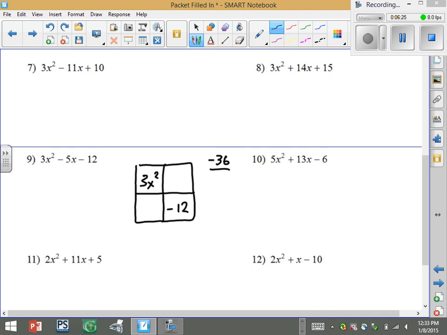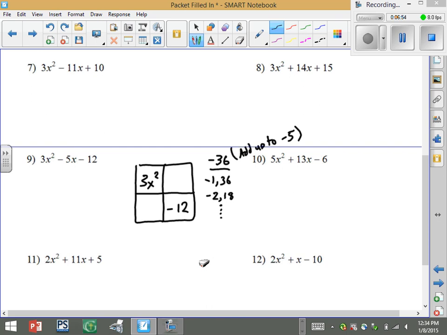So we need them to add up to negative 5. So factors of negative 36 that add up to negative 5. To get negative 36 when you multiply, we need a positive and a negative. Right, so you can do negative 1 and positive 36. Well, that doesn't add up to negative 5. You can do negative 2 and 18. I'm not going to do the trick. So you kind of keep playing around with this.